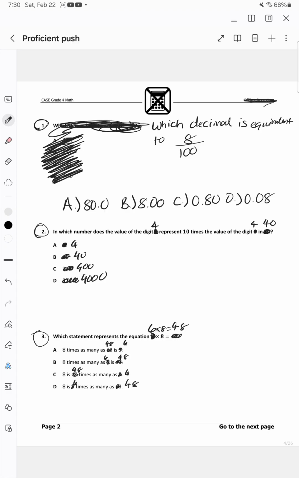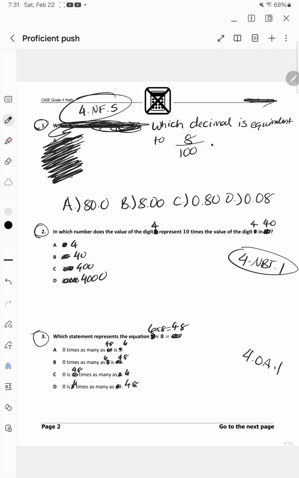So basically, the first question says which decimal is equivalent to 8/100ths. Now, this is the standard 4.NF.5. So you can also YouTube this as well and watch videos and songs about 4.NF.5. This standard is 4.NBT.1, and this is 4.OA.1. So just in case you say, hey, Ms. King, I still am having some trouble, you can type in that standard exactly, 4.NF whatever or 4.NBT, and it will show up.